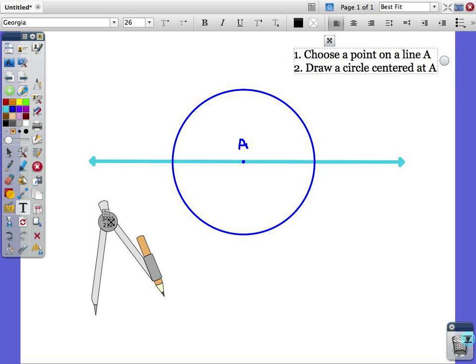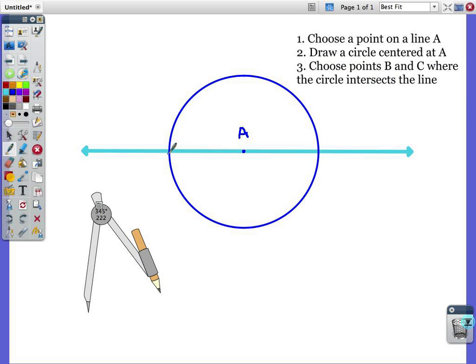Pick a point at the edge of the circle. Where? Here? No, on the line. Choose points B and C where the circle intersects the line. All right, so we have B and C.